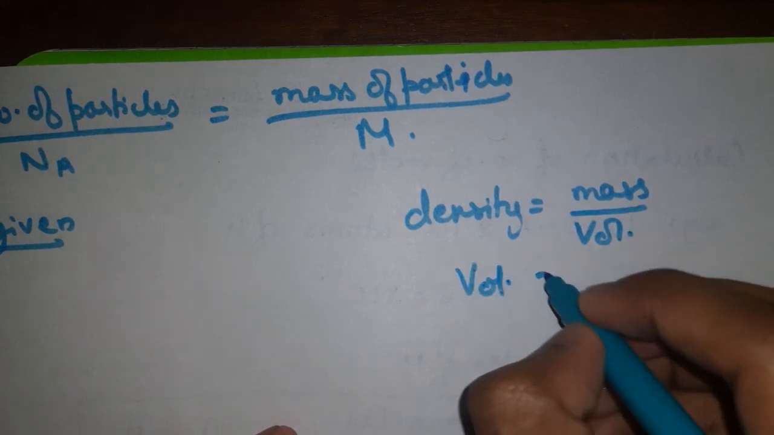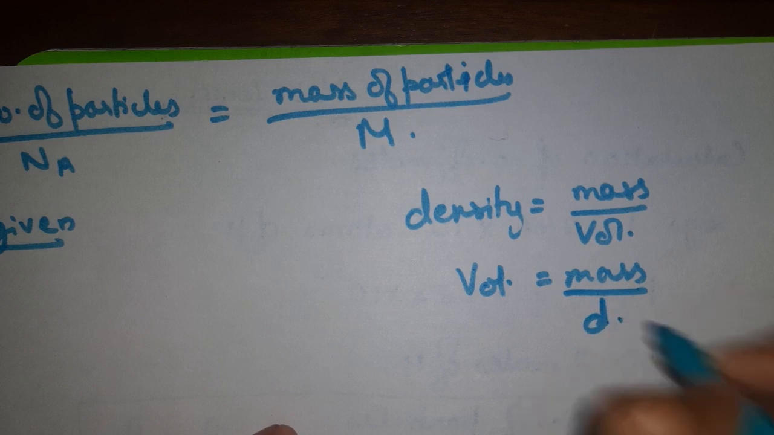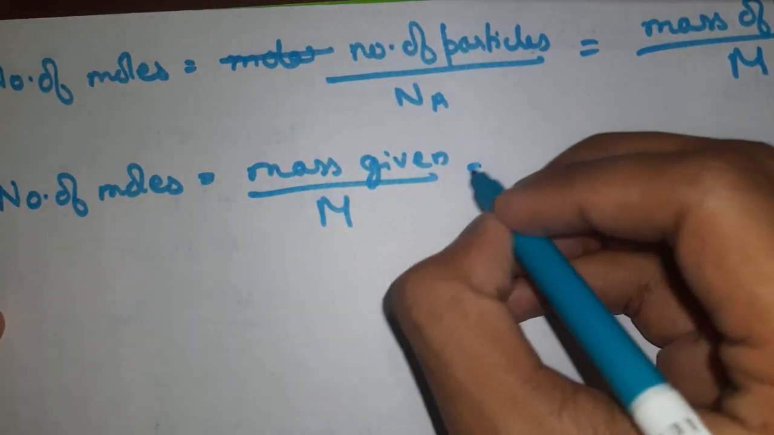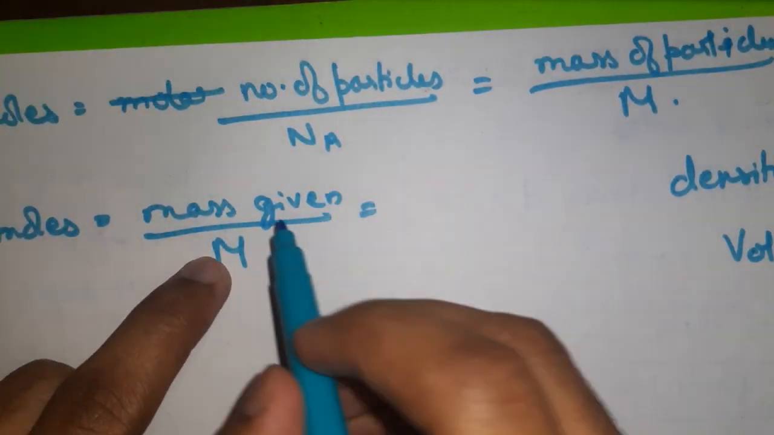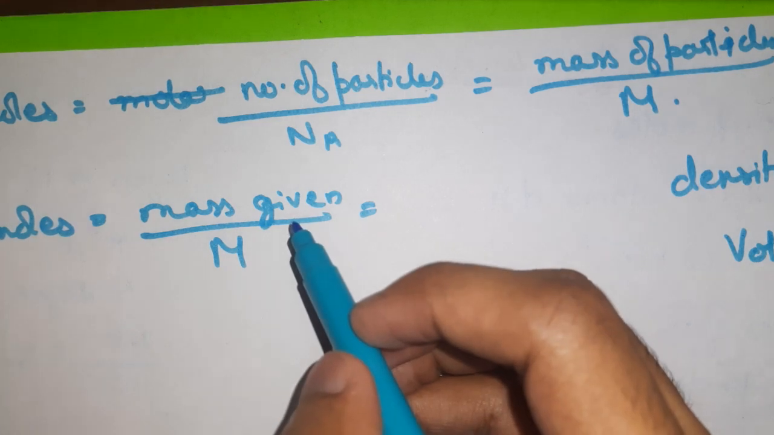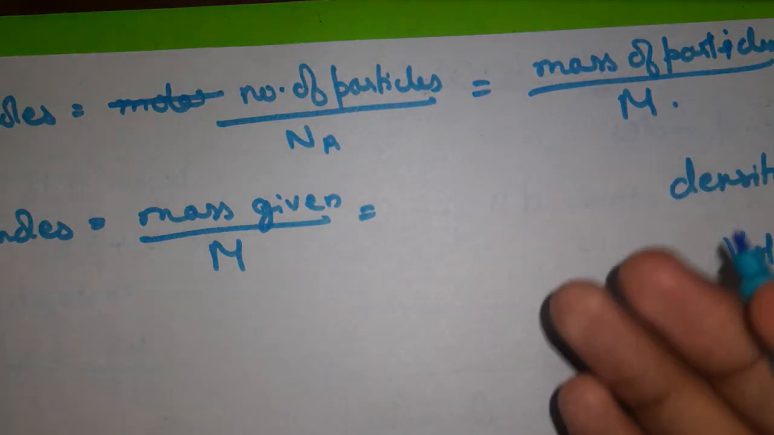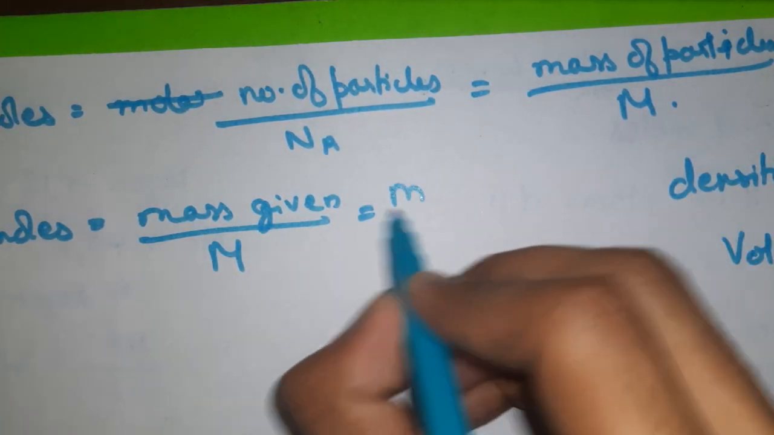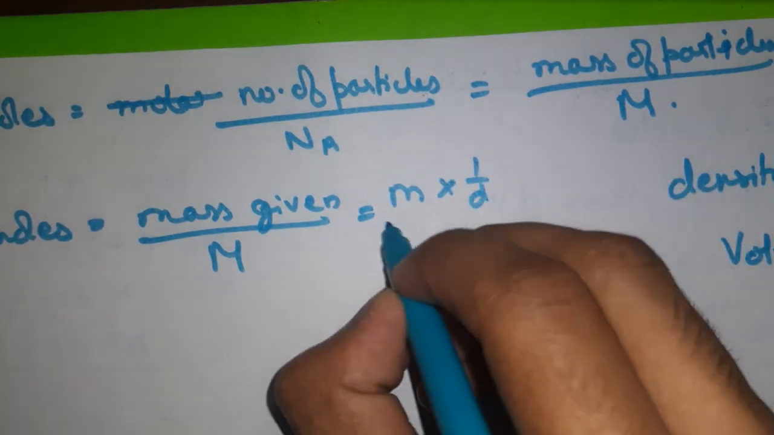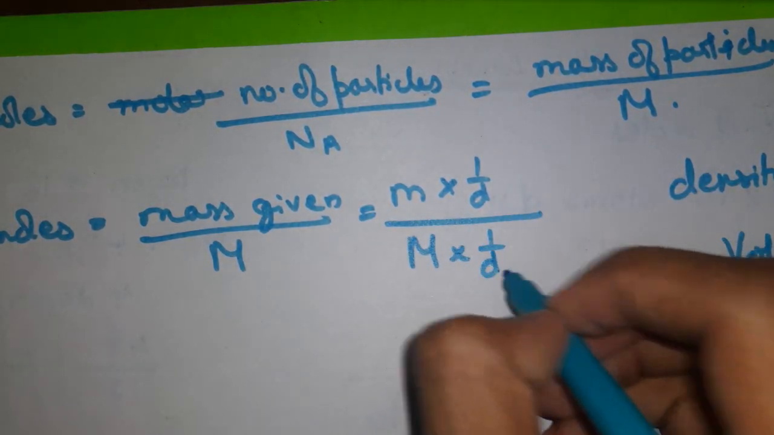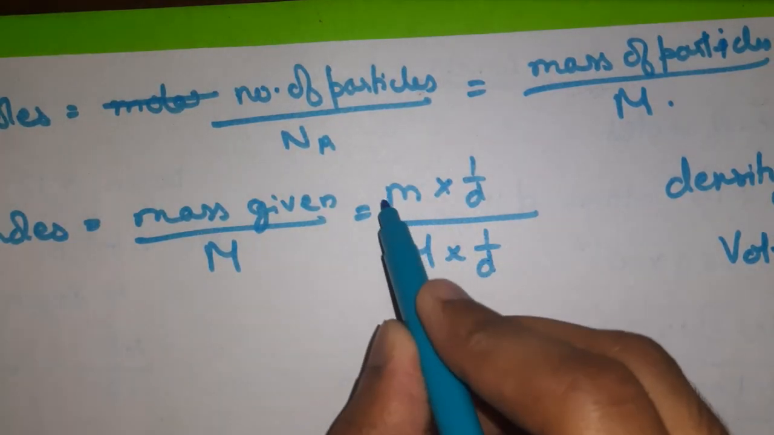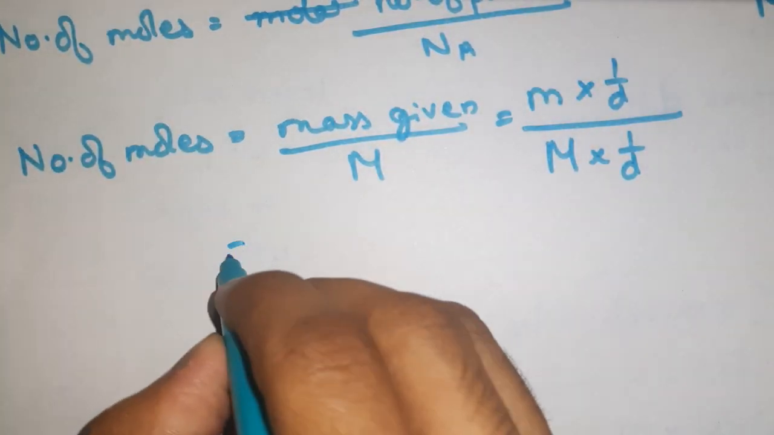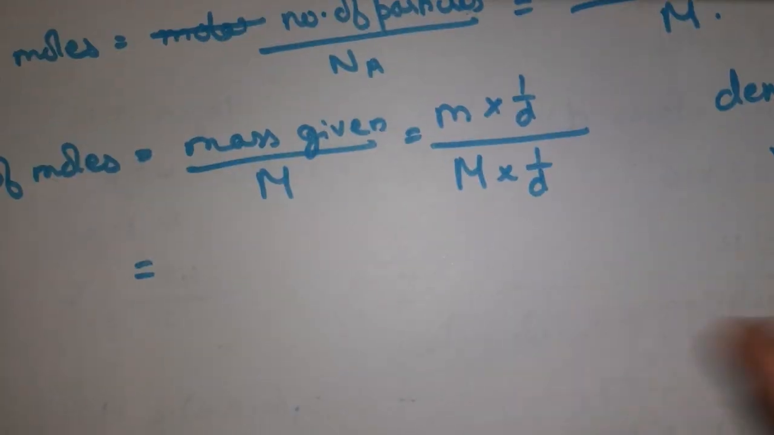So volume would be equal to mass by density. I think you agree. Now if we are going to divide the numerator and denominator with density, there shouldn't be any problem, right? Because we are multiplying with the same number, which is 1 by d. Just think about it: m, which is mass given, times 1 by d, divided by molar mass times 1 by d. So this is the same thing as saying given mass divided by density, and molar mass divided by density, which, we know from this formula, is volume.